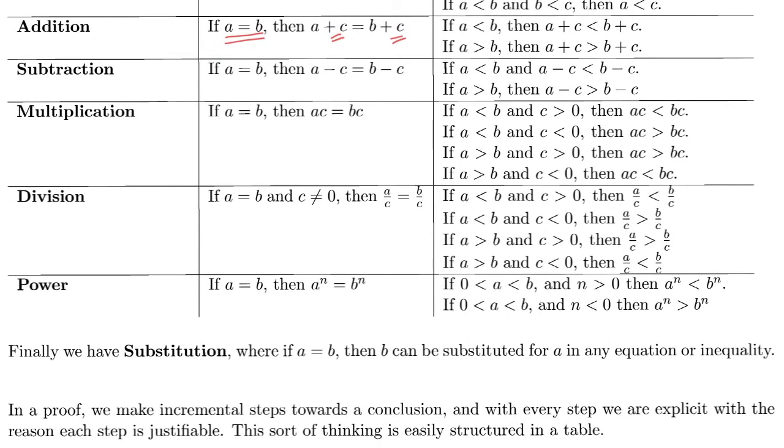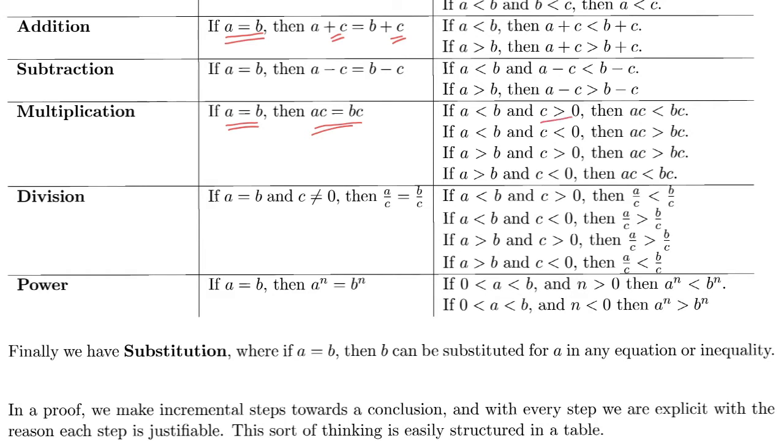Multiplication. Multiplication is a little bit more complicated. So if I've got an expression of equality and I multiply both sides by a constant, okay, that maintains the equality. The equality is not the problem. The equivalence is not the problem. It's the inequality that's the issue here. Because when you multiply by a negative, it changes the direction of the sign.